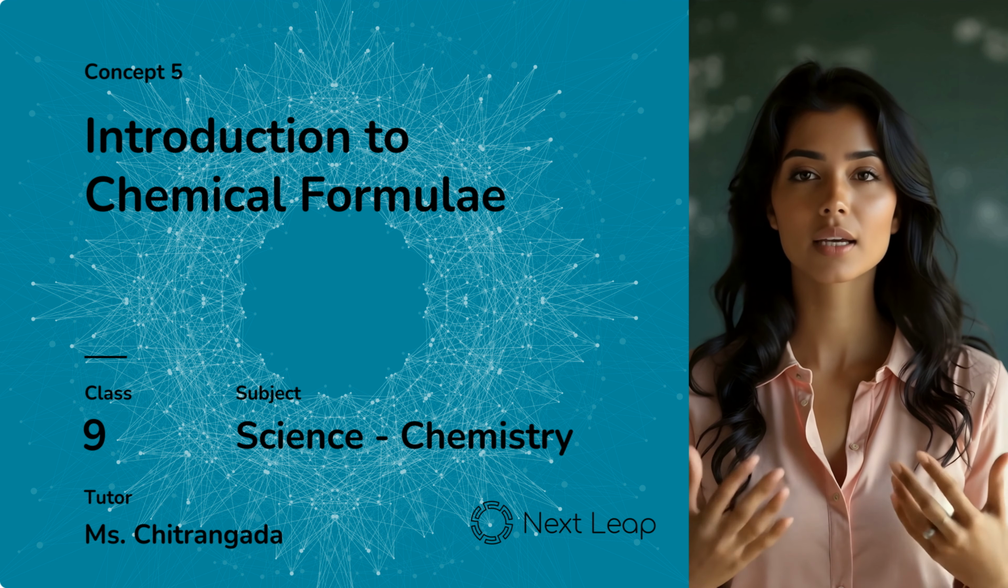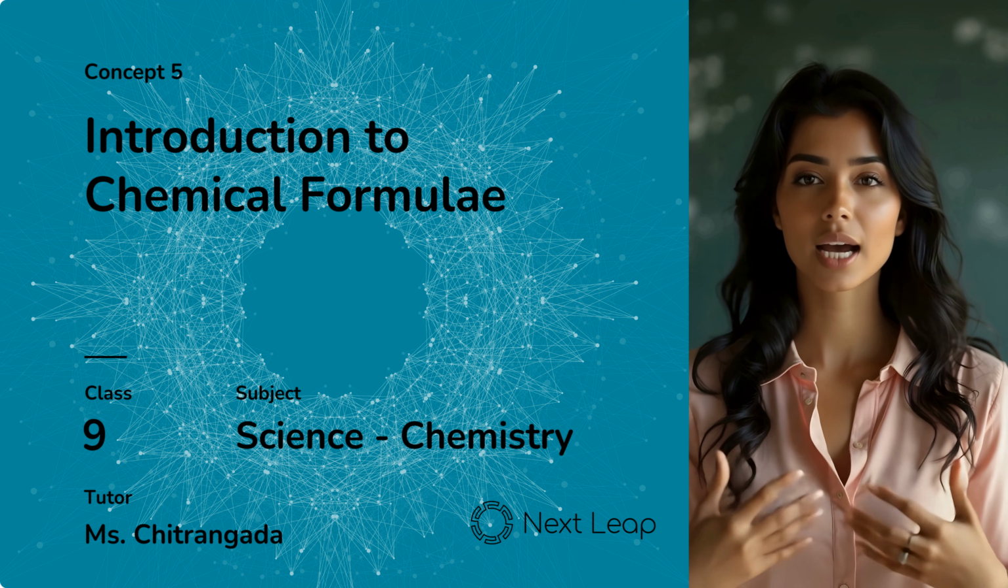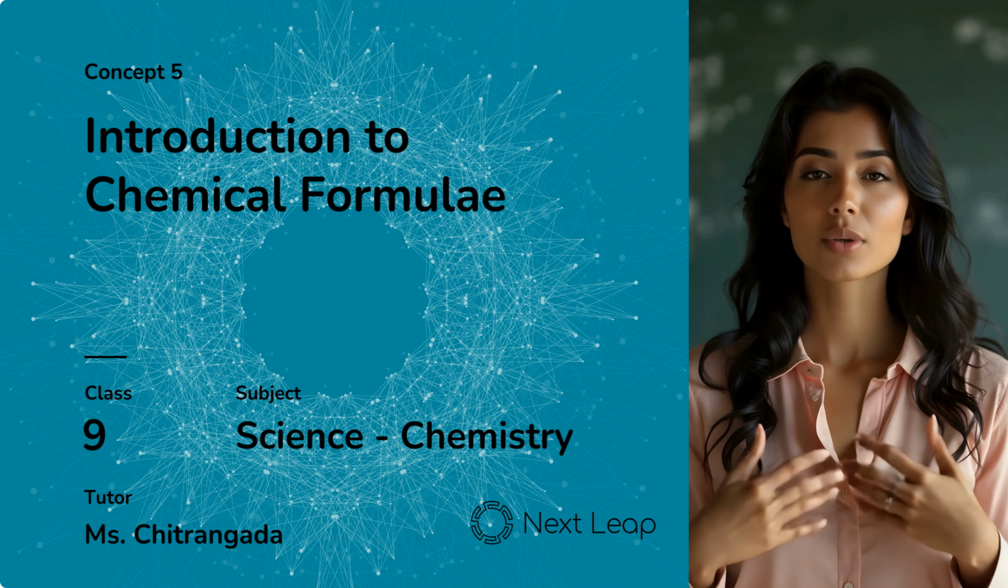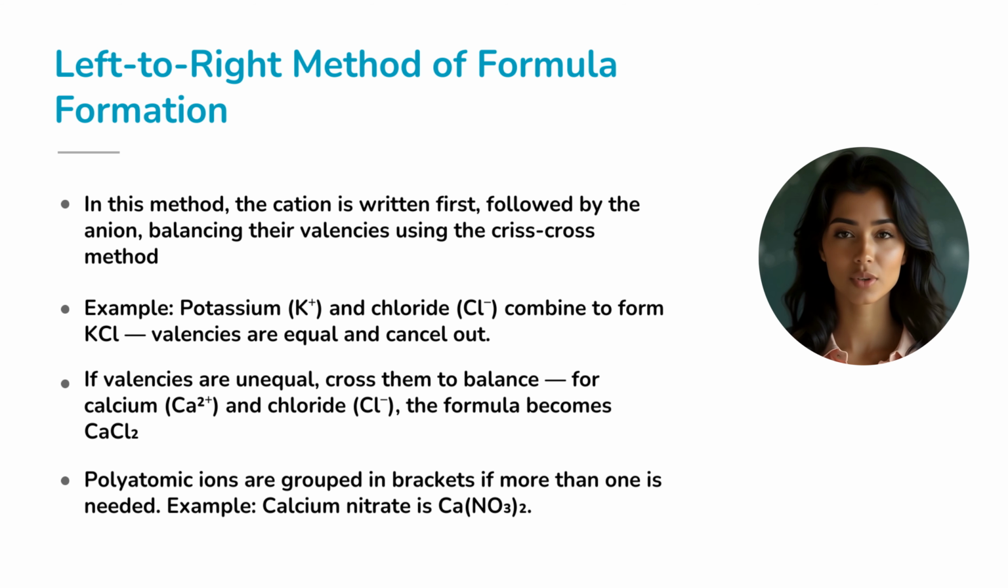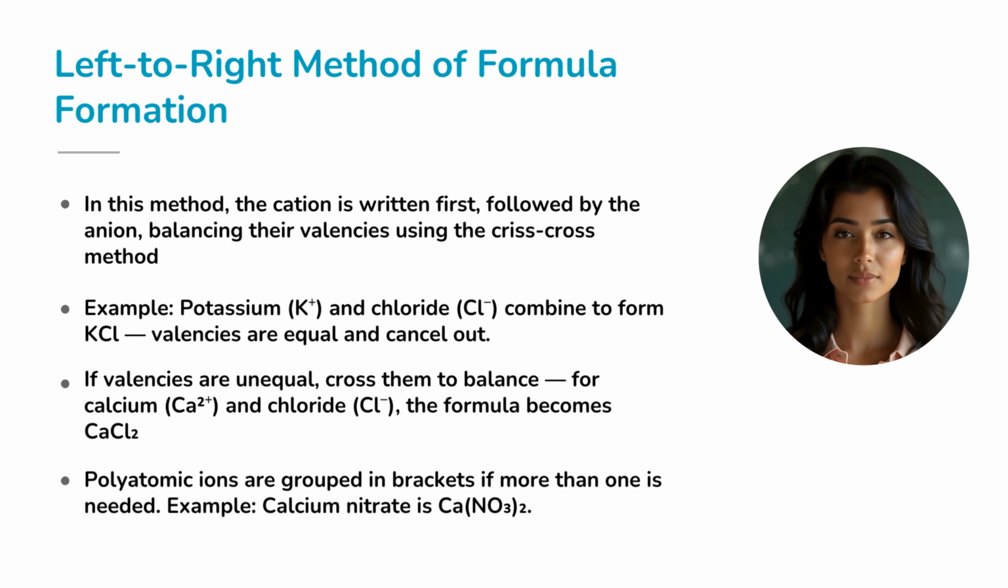So, in summary, a chemical formula is like a mini equation that reflects both the ratio and the balance of charges in a compound. Now, how do we actually write these formulas? Here's a simple trick called the left to right method, also known as the crisscross rule. Let's start with potassium and chlorine. Potassium has a valency of 1, so it forms the ion K+. Chlorine has a valency of 1 as well, forming Cl-.